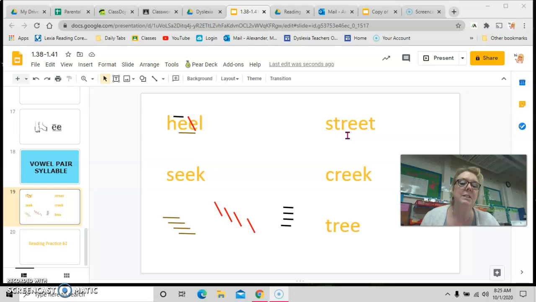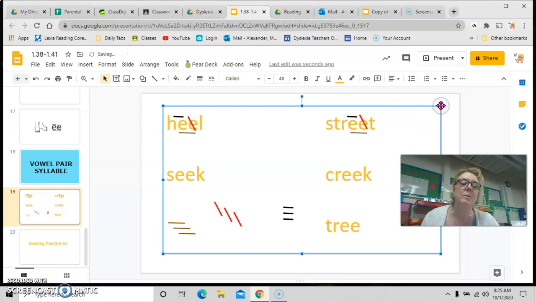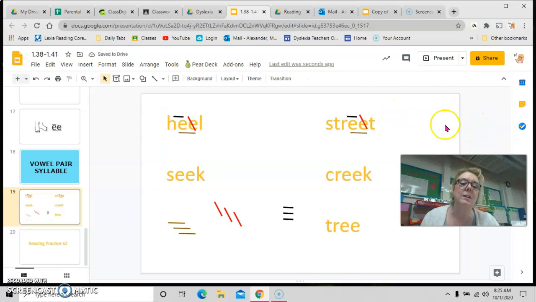Okay, what kind of syllable is it? That's right, it's another vowel pair. We're going to underline those E's. Cross out one of those E's. And what do we mark the other E with? A macron. So let's read that word. Street. Great. I live on the same street as my friend.